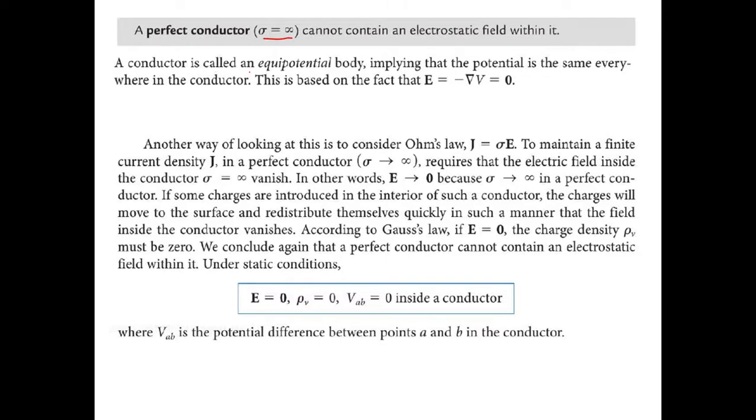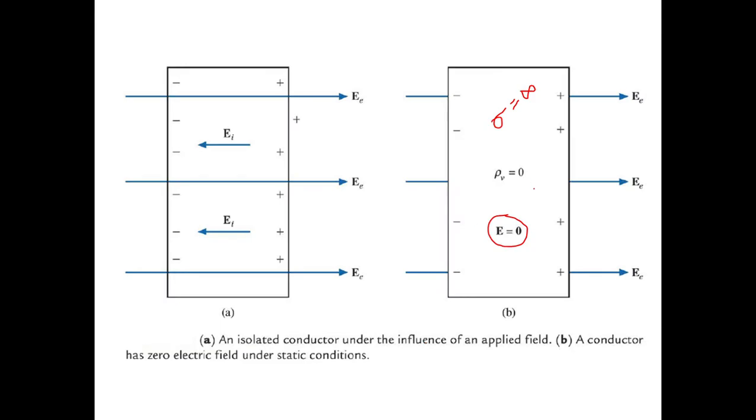A conductor is called an equipotential body, implying that the potential is the same everywhere in the conductor, right? So now here you can see that it is equipotential, that there are no charges inside. From this point to this point when you measure, or from this point you measure, everything will be the same. The value of potential will be the same. So that is why this is called equipotential. So inside the conductor, it should always be equipotential.